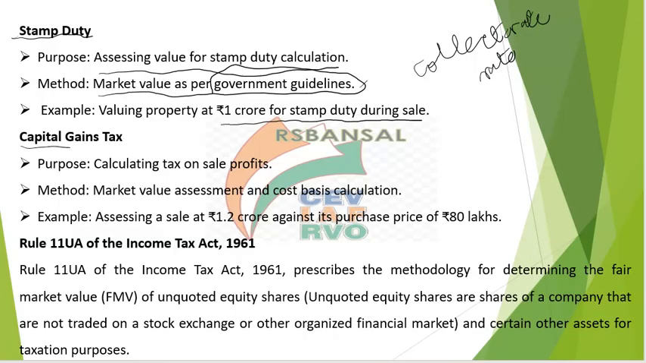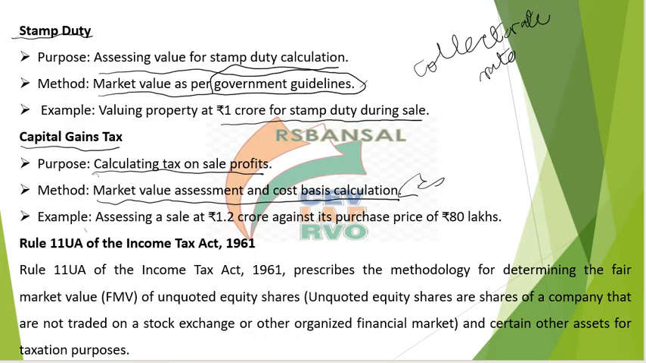Then for capital gains tax, whenever an immovable property such as land or building is sold, the seller has to pay a capital gains tax on the net profit. Here the purpose is calculating tax on sale profits. The method is market value assessment and cost basis calculation. So a particular procedure is applied in case of capital gains tax. All those persons who are registered with CBDT know how to calculate capital gains tax.